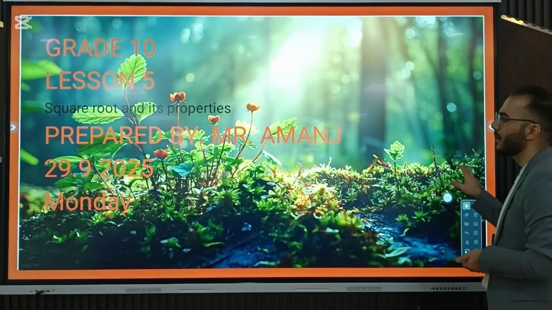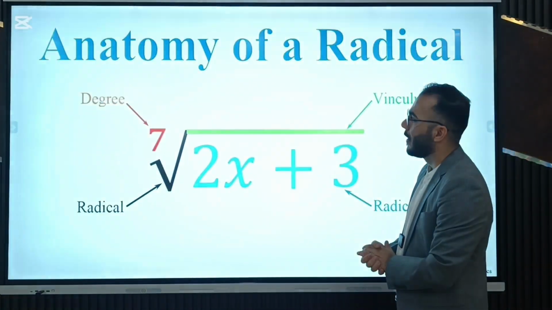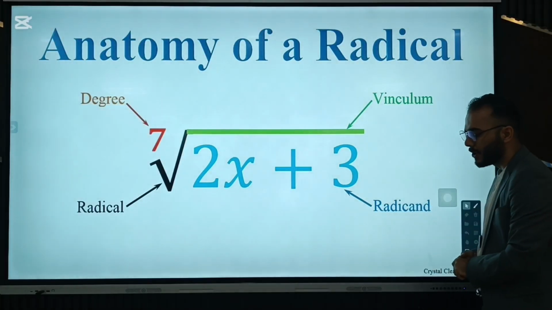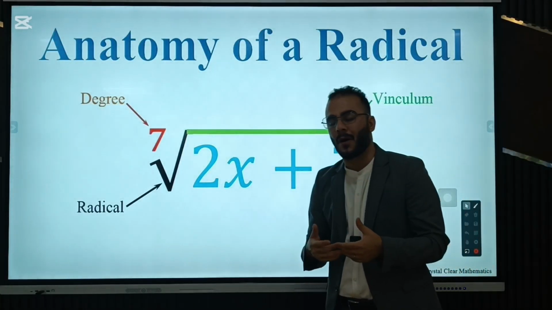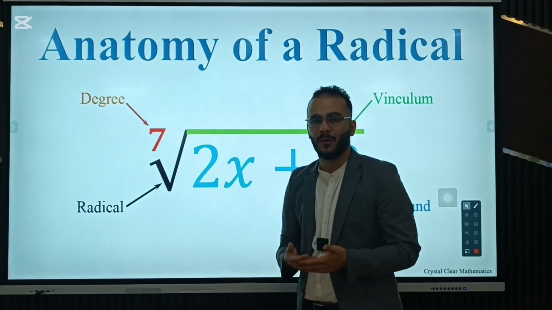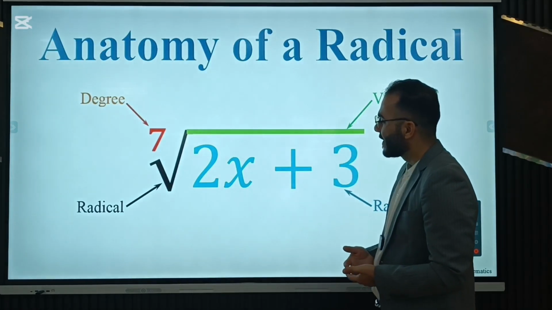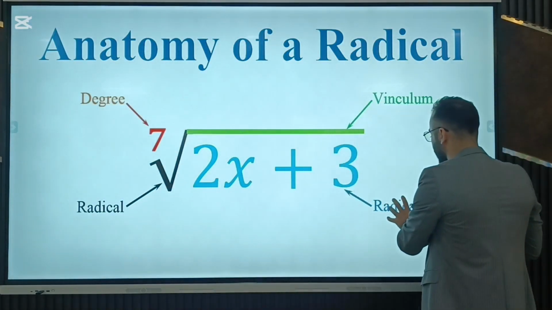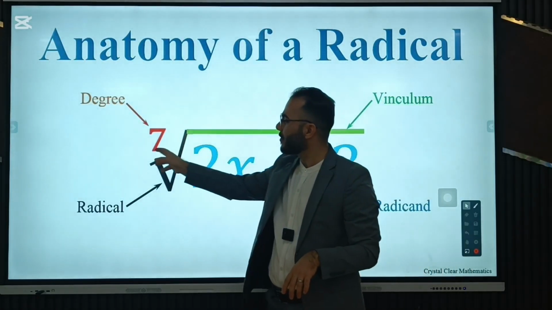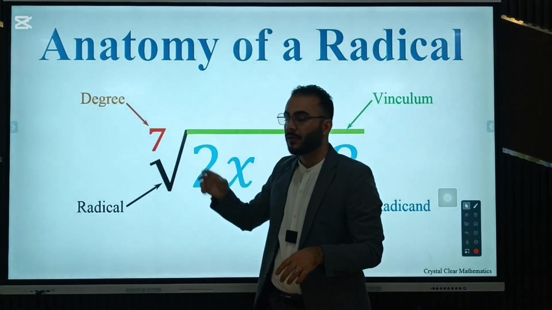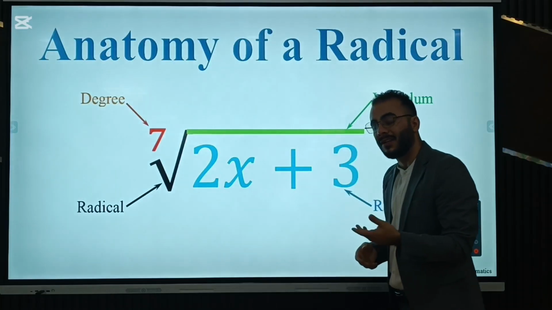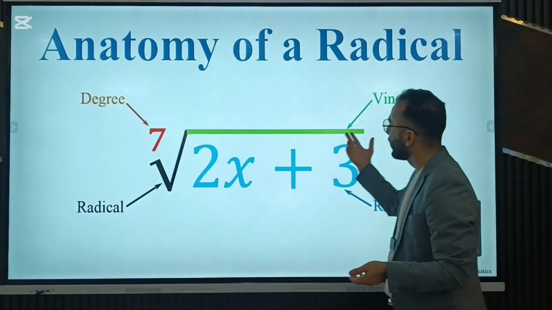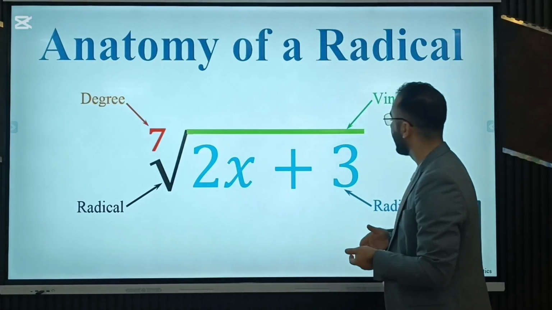The next thing that we are going to talk about, the next lesson, is radicals. It's important to know the parts of a radical that we face. The first thing is the radical notation, the symbol of the radical. Whatever we have under our radical, we call it the radicand. And of course, that number in that corner is called the degree of our radical, or sometimes it's called the index. And that line that covers the radicand is called the vinculum.